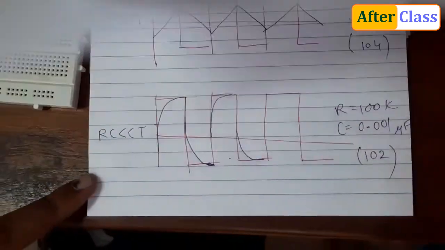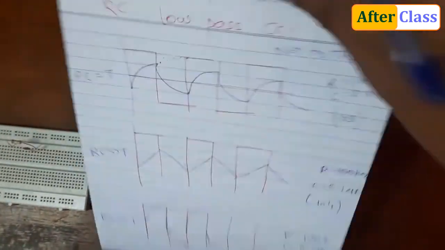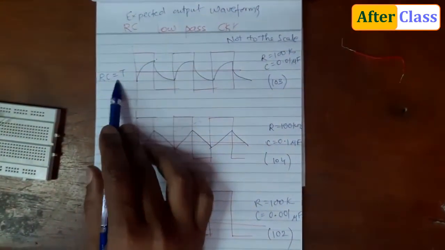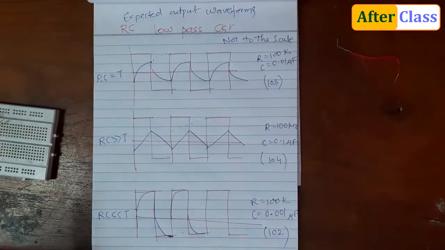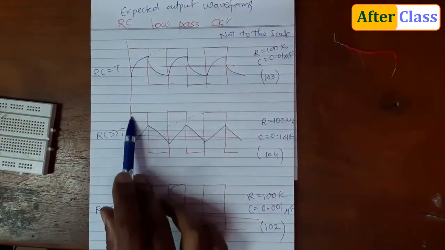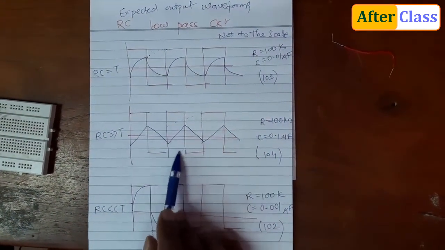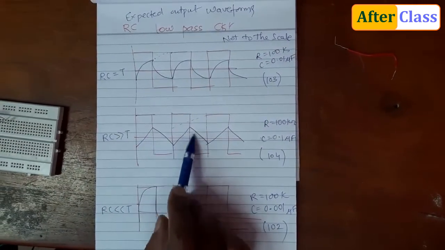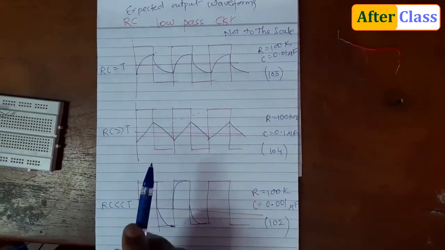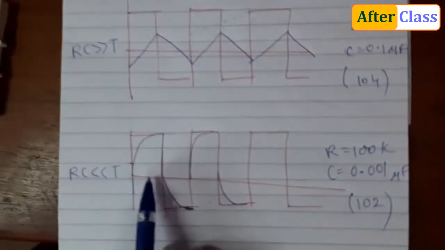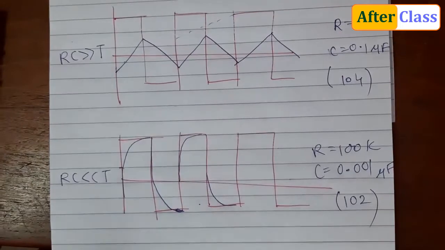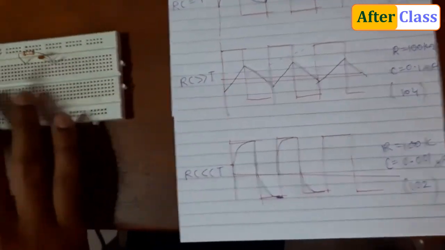Now what are the expected waveforms that you will get? It is like this. When RC is equal to T, you can expect to get this kind of waveform. When RC is very much greater than T, and you give a square wave input, you will get a triangular waveform. This is where it works as an integrator. And when RC is very much less than T, you will get waveforms like this. So we have these three combinations here.